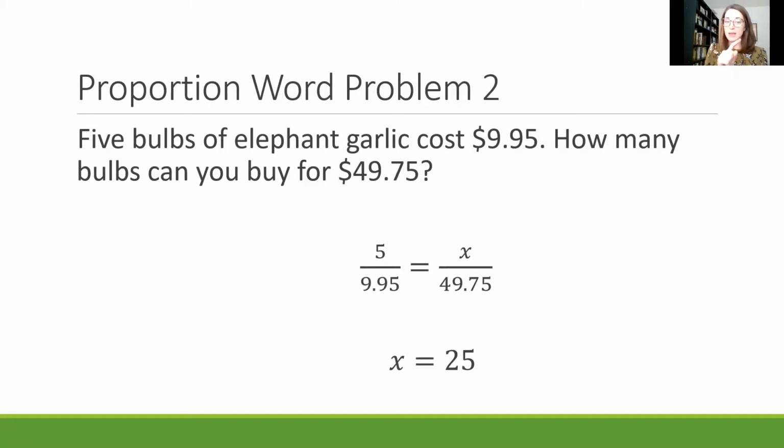So I'm going to look at my parallels. I know that I have 5 right now, and that I have an unknown amount that I'll get for $49.75. So I'm going to put my variable x there. And across the bottom, we have the dollar amounts, $9.95 and $49.75. So if I cross multiply 49.75 times 5, and then divide that by $9.95, I will get x equals 25.